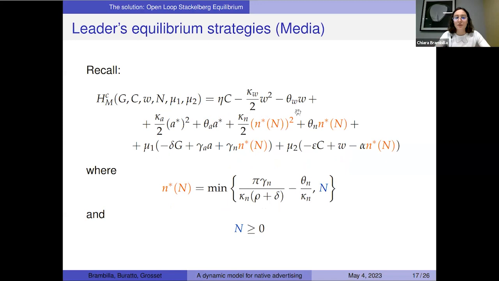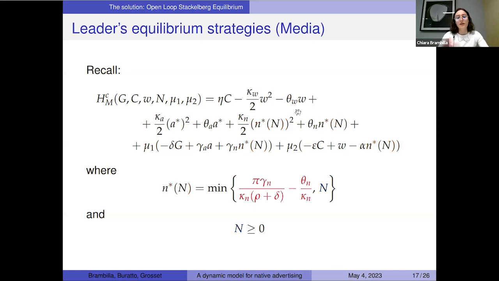But from the current Hamiltonian function highlighted in orange, we can see that this function depends on capital N just through the native advertising strategy, where the native advertising strategy, the little n strategy, was the minimum between a cost and value by assumption and this capital N, where capital N has non-negative values. So the maximization with respect to capital N is going to be more tricky, but of course more interesting.